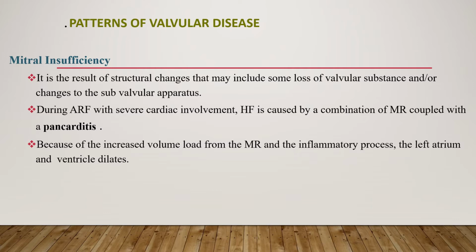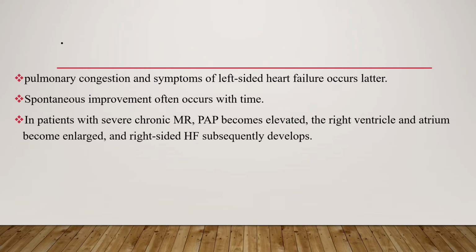Because of the increased volume load from the mitral insufficiency and the inflammatory process that damages the myocardium and the pericardium, the left ventricle dilates. The left atrium also accommodates the regurgitant volume. So, increased left atrial pressure results in pulmonary congestion and also left-sided heart failure.